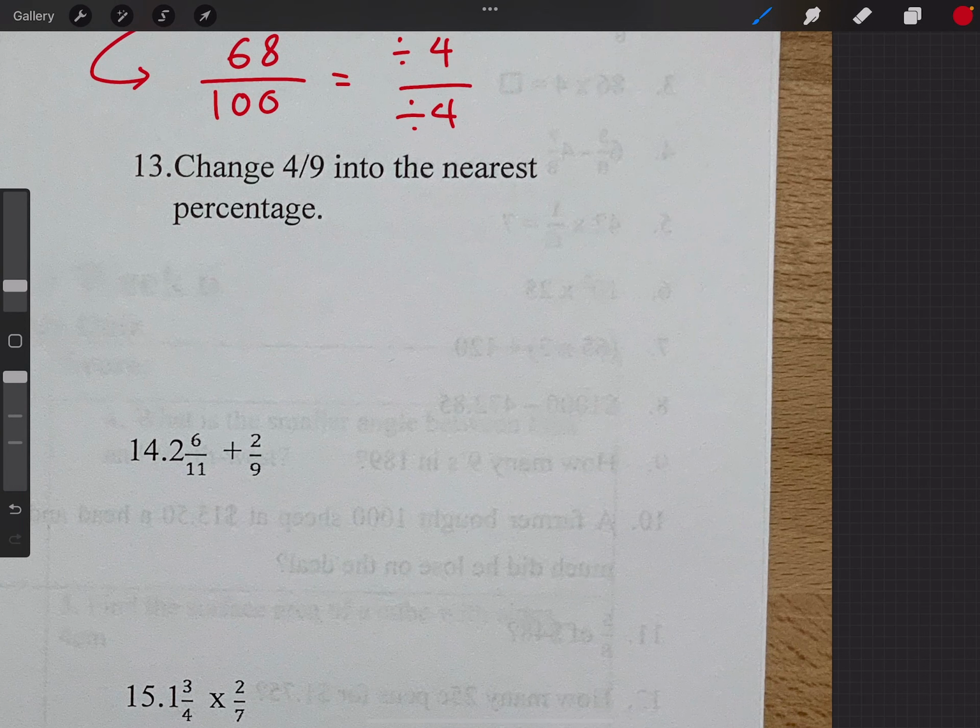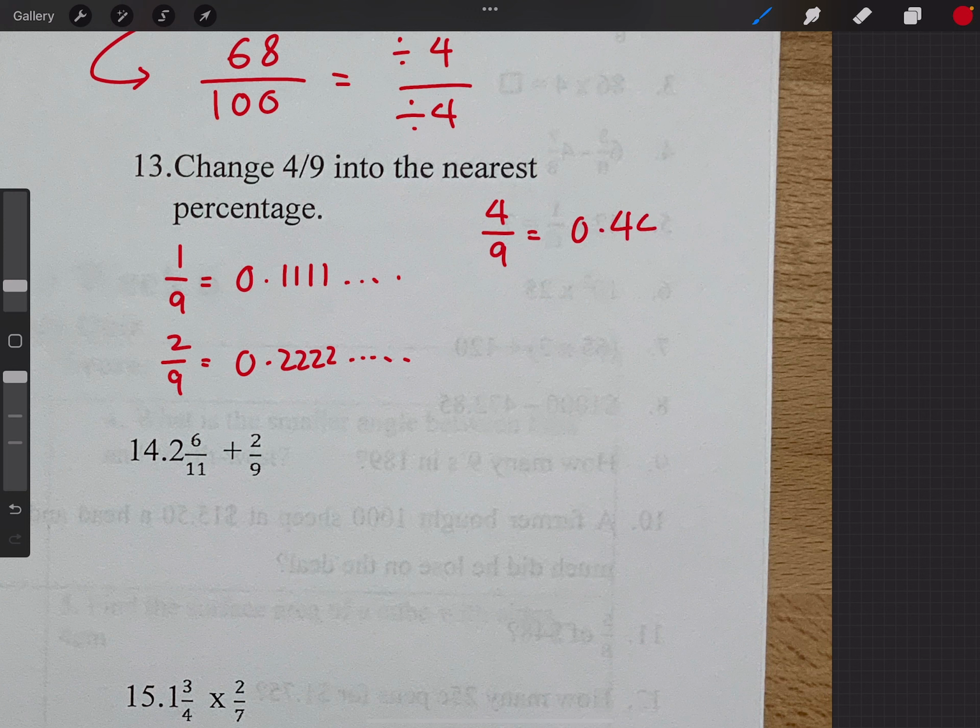Next one. Change 4 over 9 into the nearest percentage. Okay. I'm going to give you something here. 1 over 9 is equal to 0.1111 forever. 2 over 9 is equal to 0.2222 and forever. So what do you think 4 over 9 is going to look like? Obviously it's going to be 0.4444, moving on forever.